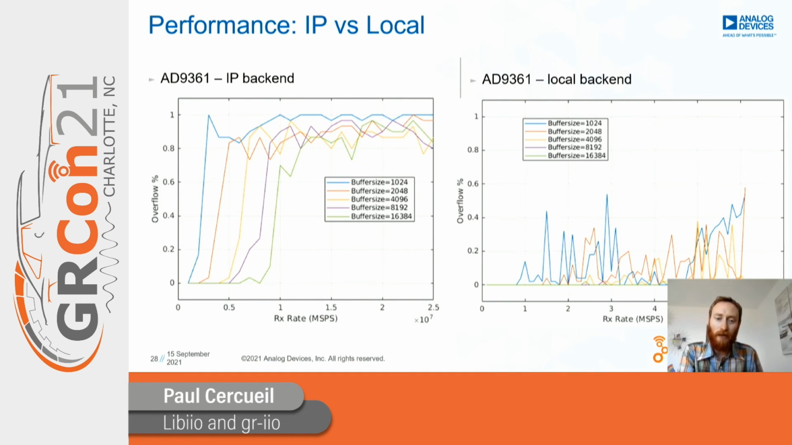On the IP backend, the USB backend, it's a different story. There, the buffer size really changes the sample rate that you can reach without losing data. Using a small buffer, for instance 1K samples, then you're going to start losing data at maybe 2 megasamples per second. If you use a bigger buffer, 16K, 32K, 64K samples, then you can reach maybe 8 megasamples per second, 10 maximum, without losing data, and above this you're going to lose data.